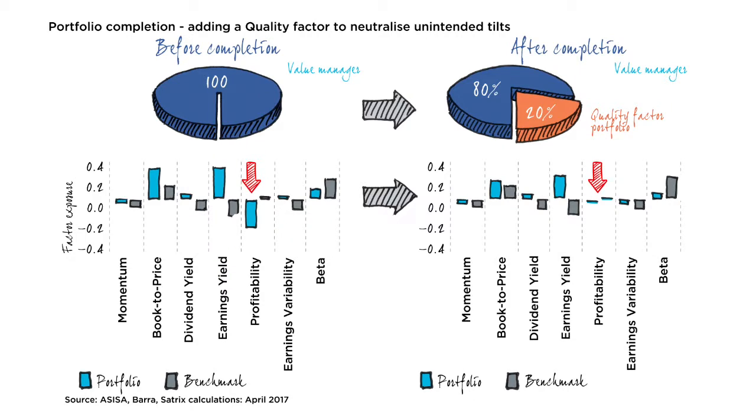As such, the objective is to neutralize profitability exposure by adding a small 20% allocation to quality, while taking care not to overdilute the intended value exposure. As you can see in our example, this goal was achieved.